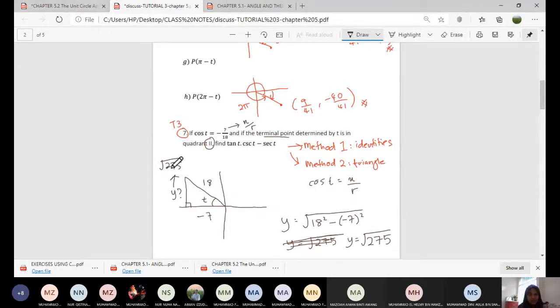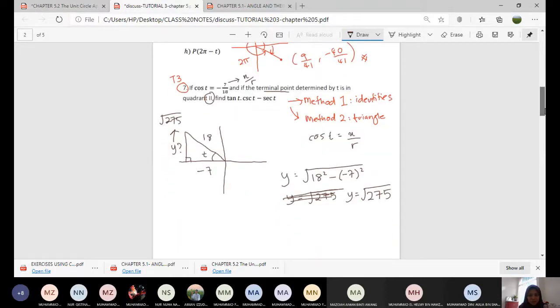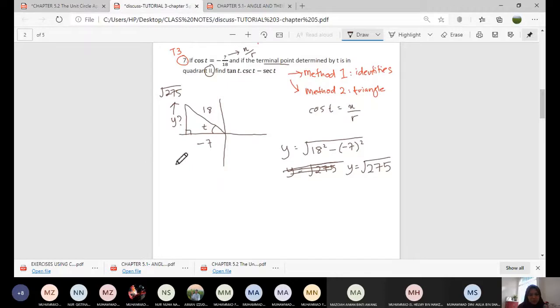And then to find tangent t and cosecant t, you just include it in the formula. This is a tutorial question, so you can do it directly. So tangent t multiplied with cosecant t, which is 1/sin, minus secant t. Okay, minus secant t. Let's see what answer you get. I want to check because I'm afraid the answer at the back may have errors. So let's check first.